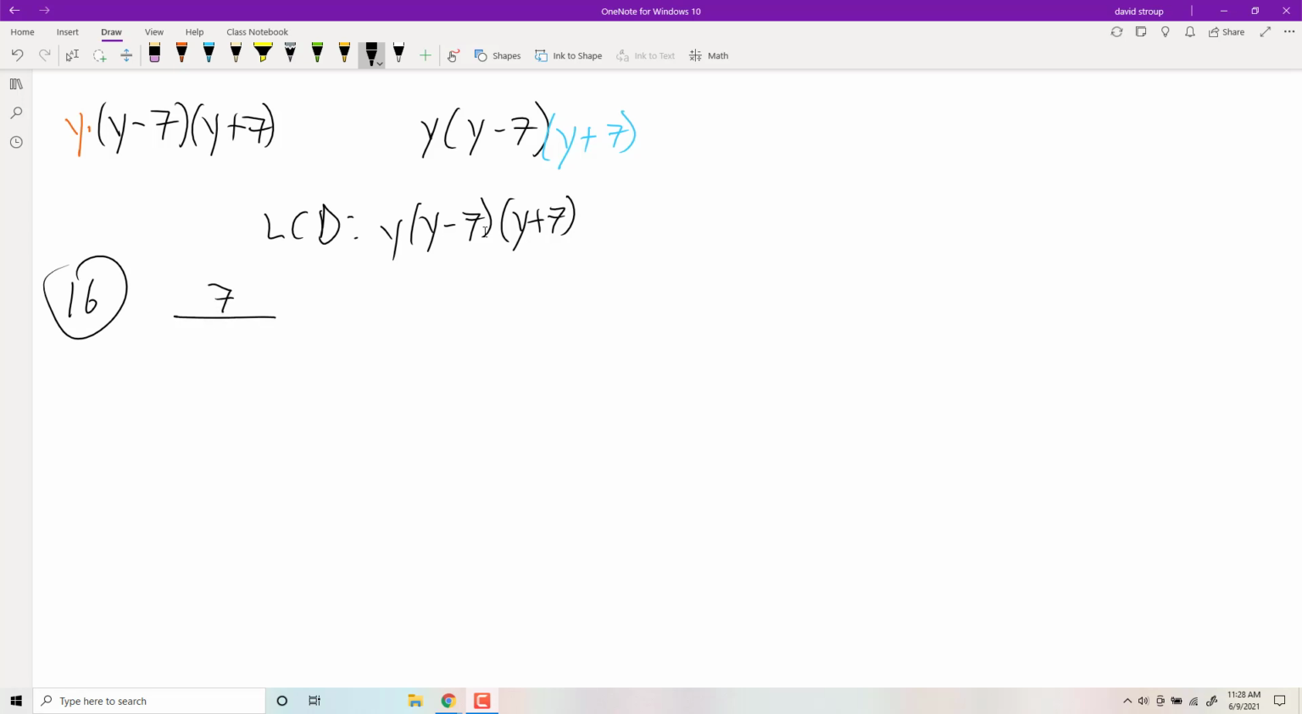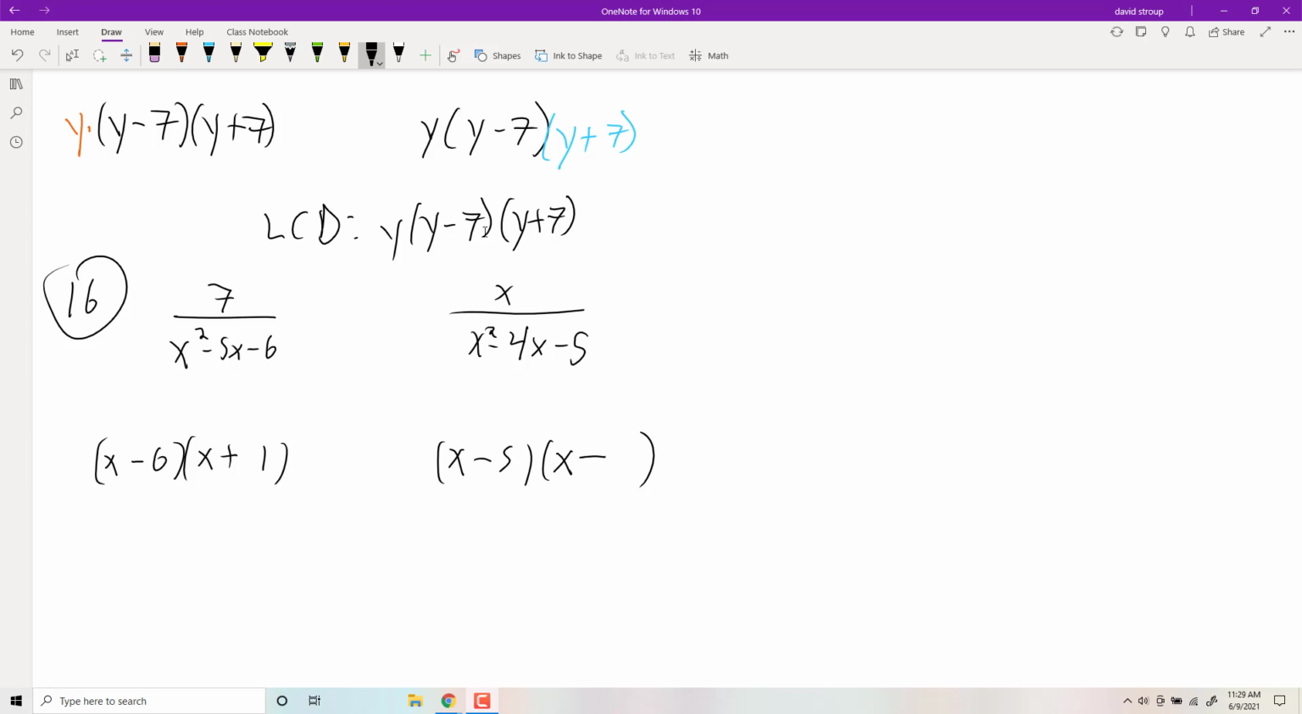Number 16. So I have 7 over x squared minus 5x minus 6. I'm going to have to factor that. And x all over x squared minus 4x minus 5. I'll have to factor that. So x squared minus 5x minus 6 is x minus 6 times x plus 1. And then for the other guy, x minus 5, x plus 1.